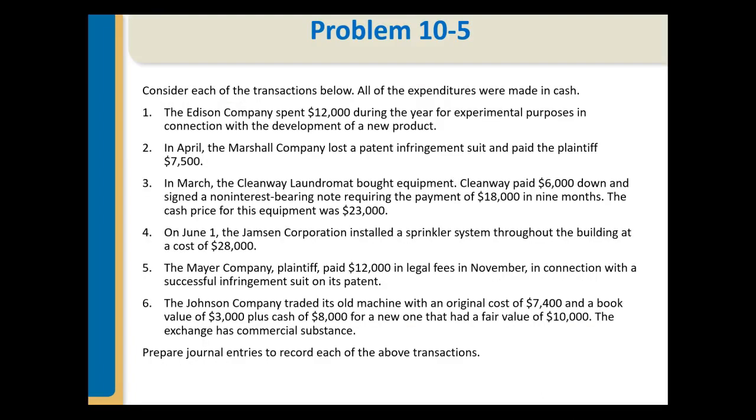So let's take a look at problem 10.5. Consider each of the following transactions. All of the expenditures were made in cash. Number 1, the Edison Company spent $12,000 during the year for experimental purposes in connection with the development of a new product.